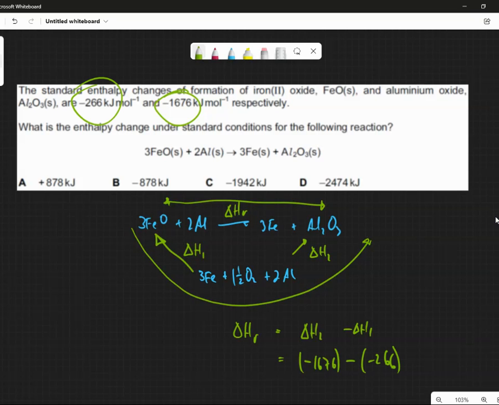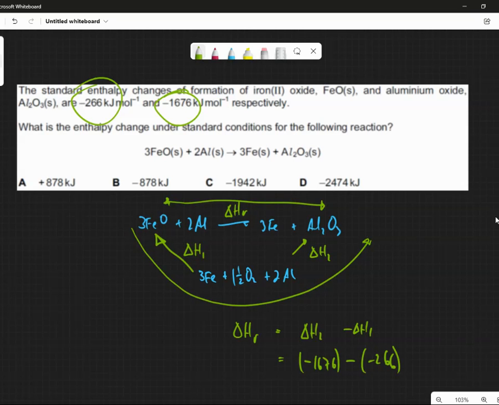Does anyone know the answer? Oh, I'll do it. So I have 1676 and 266. I get 1410. Oh, I've done something wrong. Have I done something wrong? Oh, hold on. Let me do it again.